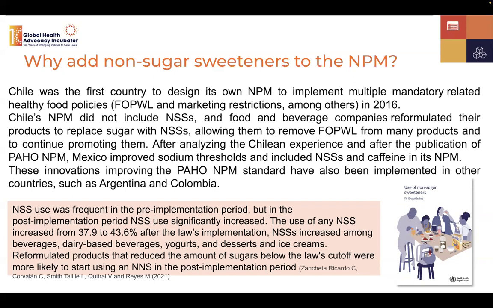This is something that Mexico has learned from, improving the nutrient profile model, especially by including non-sugar sweeteners. Also, a document was published last year by WHO explaining the details and results of why we don't recommend the use and consumption of non-sugar sweeteners. Next slide, please.